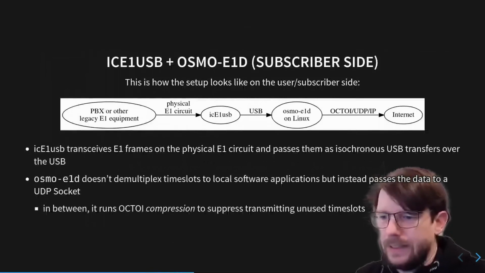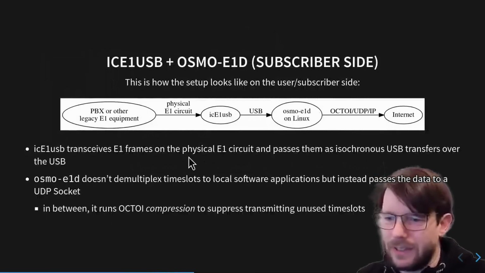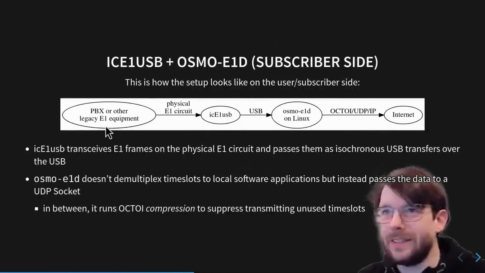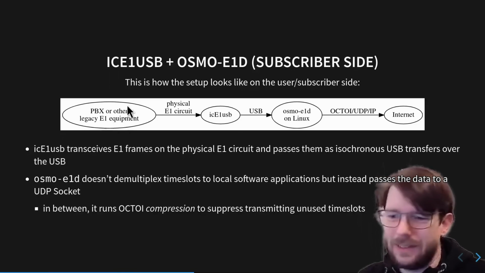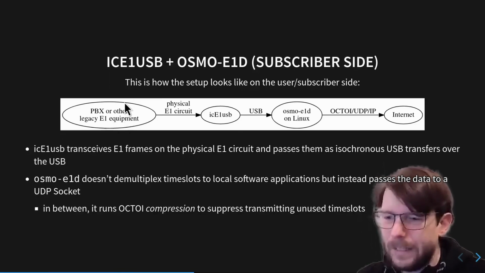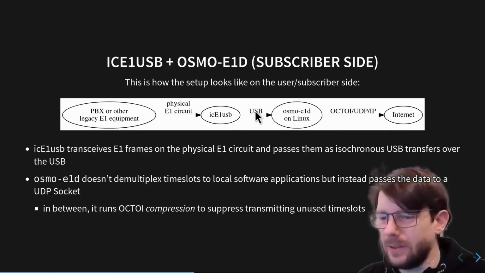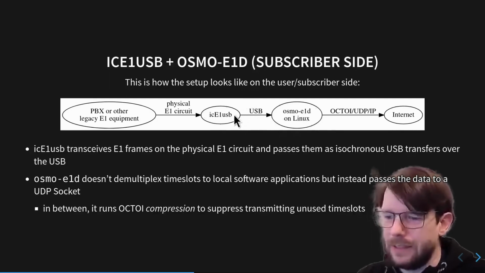Yeah, so the setup at the subscriber side, if you look at it in a bit more detail, so we have some PBX or some other E1 speaking equipment. That could be a Cisco router or a media gateway or whatever that speaks E1. Then you have a physical connection to this ICE1 USB device that converts it to USB transfers. And then there's a software called Osmo E1D, which receives those E1 frames received over USB, and then does some processing and sends it over IP, over the internet, to a remote location.